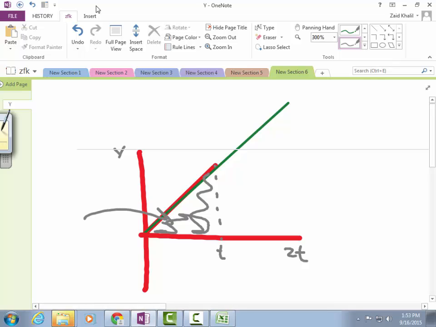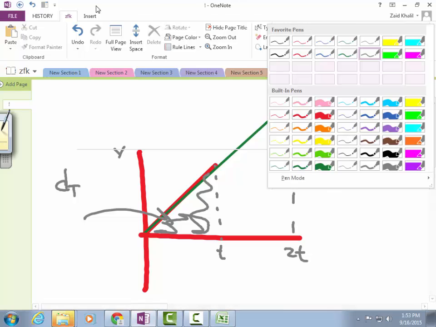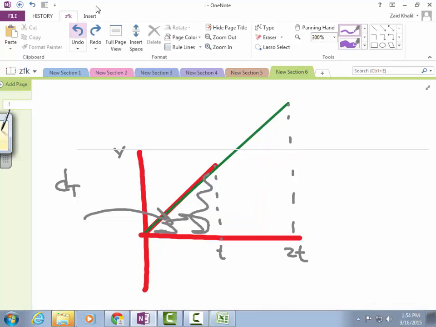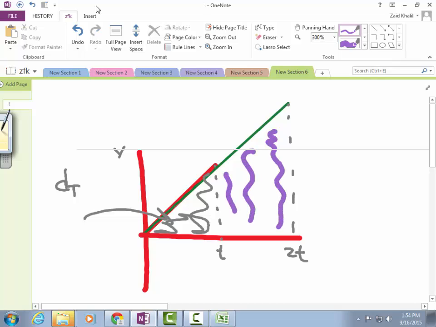So this right here is dt. So then what's dc? In other words, dc, the displacement of the car, would be this whole thing. Correct? So that's dc. So now what can you do?